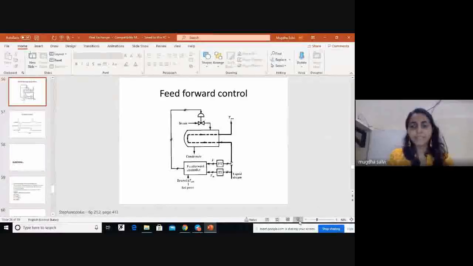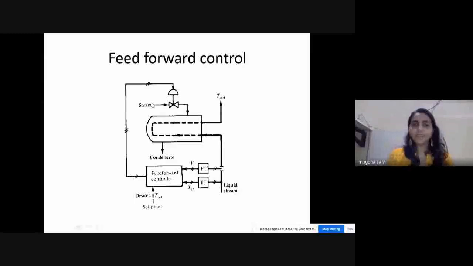What happens exactly in feed forward control? Instead of depending on measuring T out, what is a normal feedback control? We measure T out, and then the control action takes place and your steam valve will either open or close depending on the value of T out. But in this system, why does T out change in the first place? T out changes because of some other disturbances. So what are those disturbances? We find out. In this case, the disturbances are the flow rate and the temperature of the entering fluid stream.